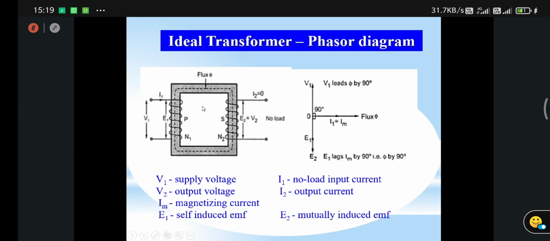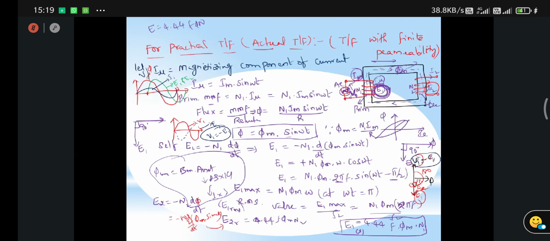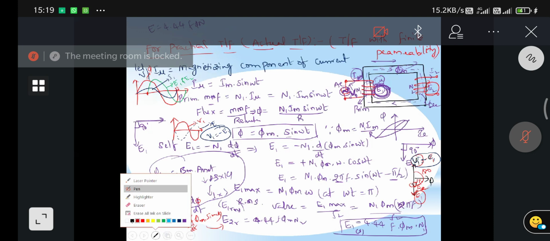Coming to this one, this is the ideal transformer phasor diagram. By the way, are you following or not, dear students? Have you understood this concept? Have you understood this practical transformer concept here? Thank you, Sandeep.